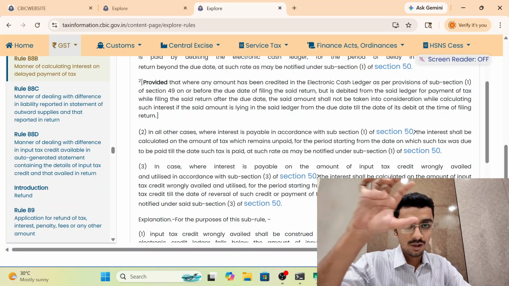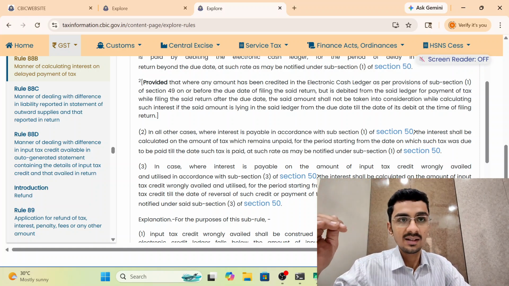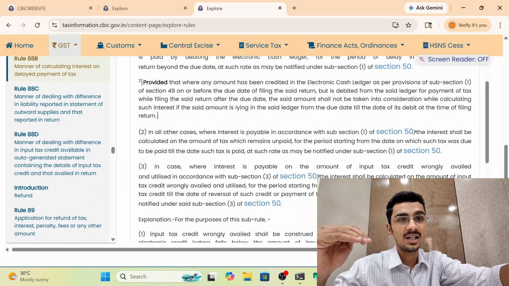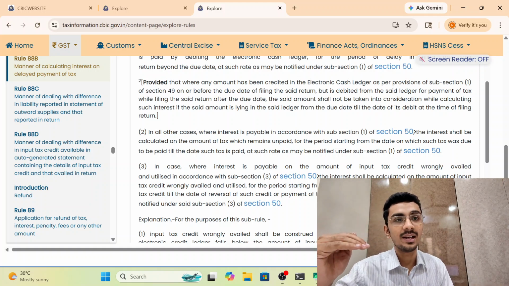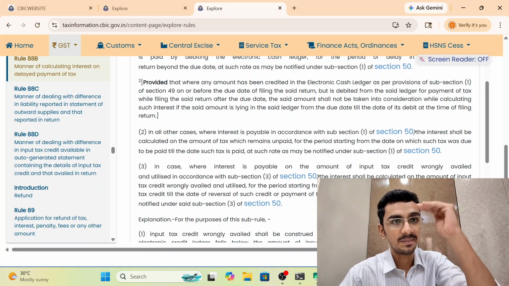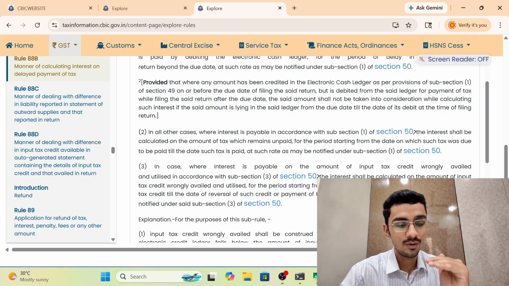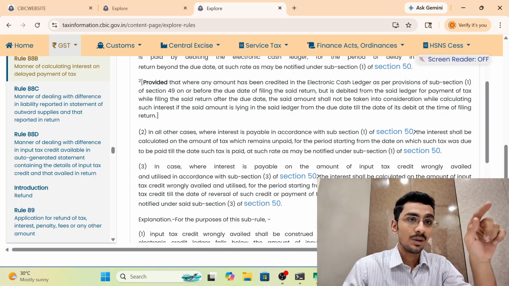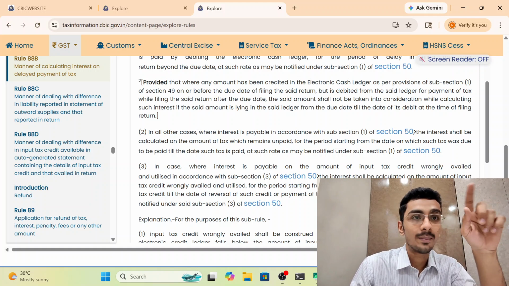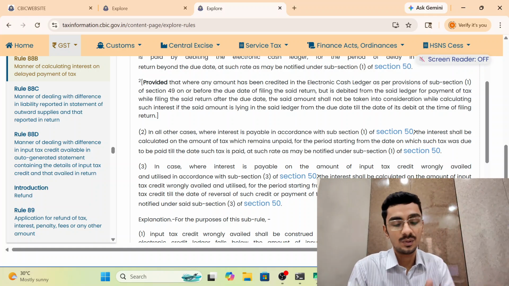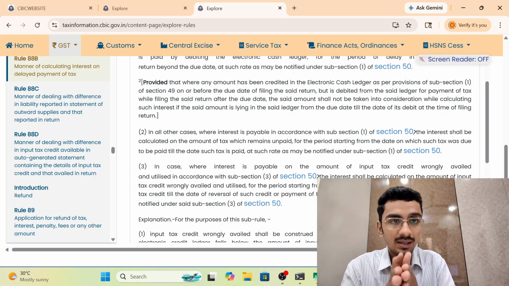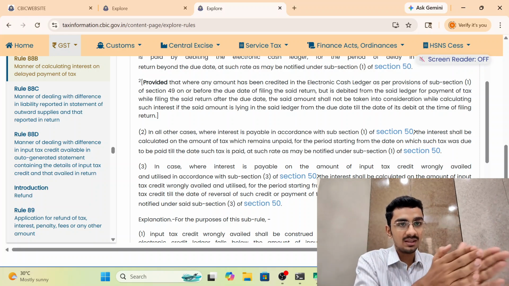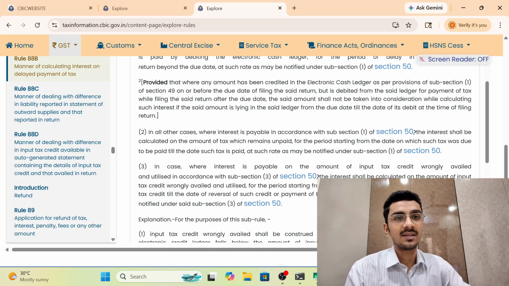First, gross payable 100, you minus the ITC component 70, you minus whatever voluntary deposit you have made in the electronic cash ledger before the due date of filing. On the net component, 100 minus 70 minus 20, on the net component of 10 rupees, you calculate interest at the rate of 18%, divided by 365 days multiplied by the number of days, counted from the due date plus 1 day, the next day after the due date, till the actual date of payment.